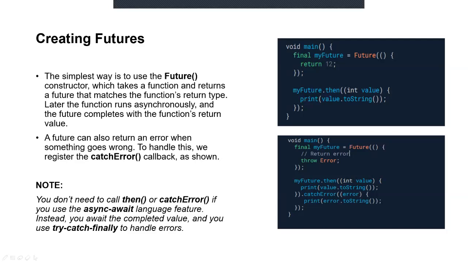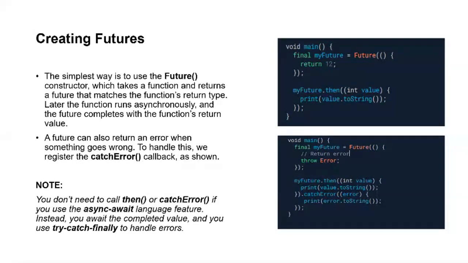But remember, there is also the state where the future can complete with an error. And we also need to handle that, right, for effective programming. A future can return an error when something goes wrong. Just like we use the .then callback to register what happens when the future completes with a value, the catchError callback represents the receiver for what happens when the future completes with an error.